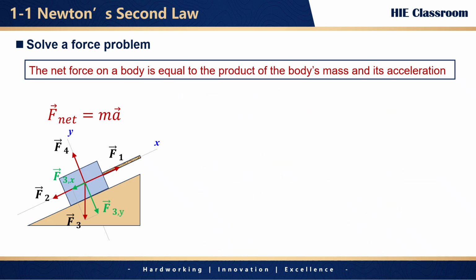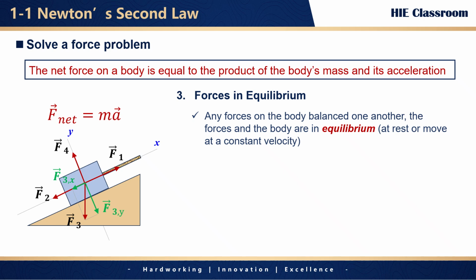Once we have all the forces aligned on the axes, we move to step 3, finding the forces in equilibrium. Newton's law tells us if the net force on a body is 0, the body's acceleration should be equal to 0. If the body is at rest, it stays at rest. If it is moving, it continues to move at a constant velocity. In such cases, all the forces on the body balance one another, and both the forces and the body are said to be in equilibrium. Commonly, the forces are also said to cancel one another.